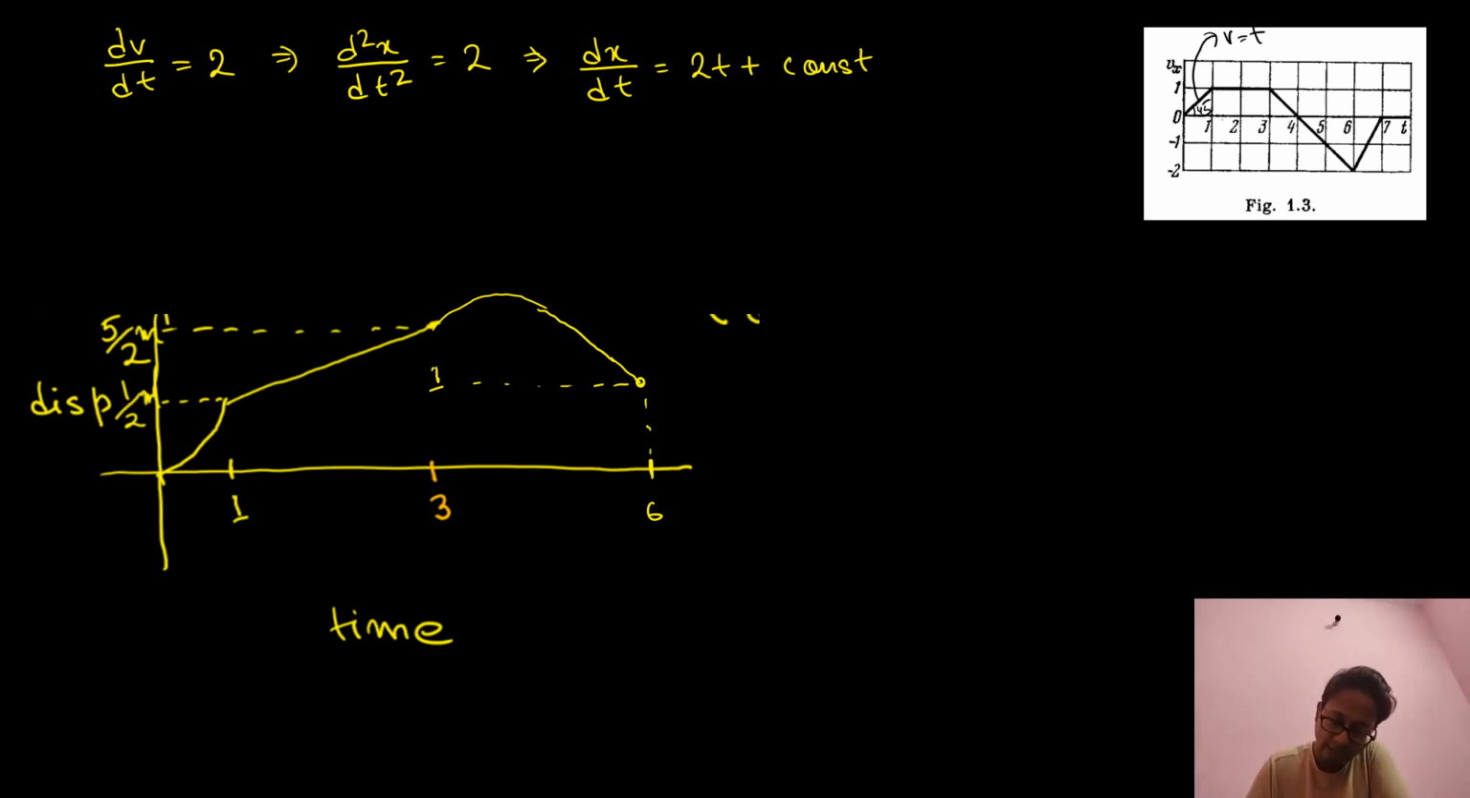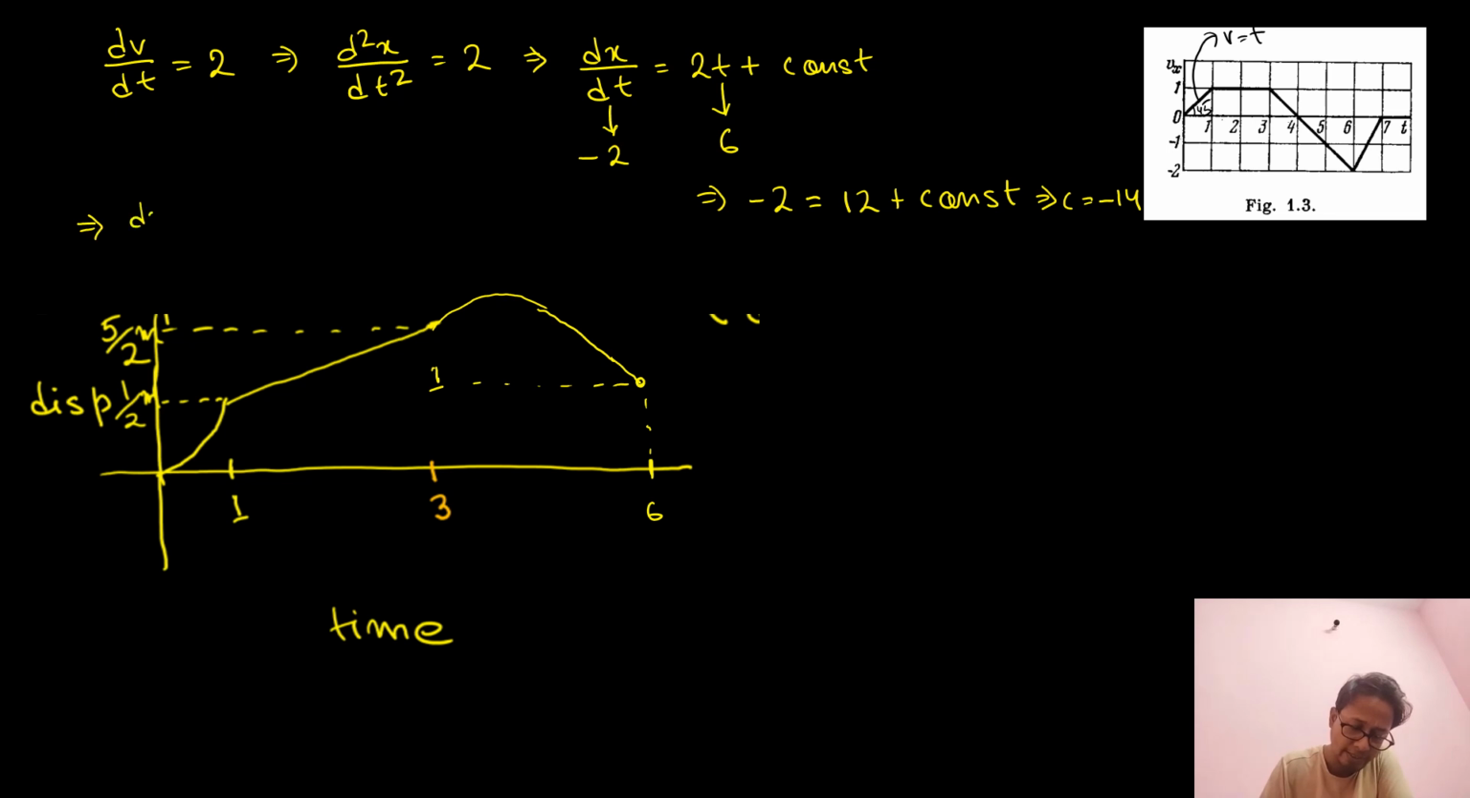When you put the value of t at t equals 6, v is equal to minus 2. So I get minus 2 equals 12 plus constant. Or the constant out here is equal to minus 2 minus 12, which is minus 14. So if I rewrite the equation, dx by dt is equal to 2t minus 14.